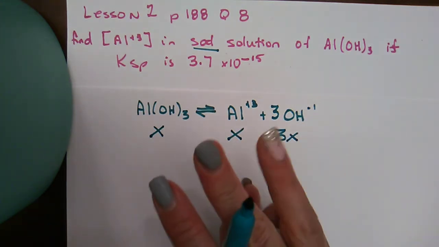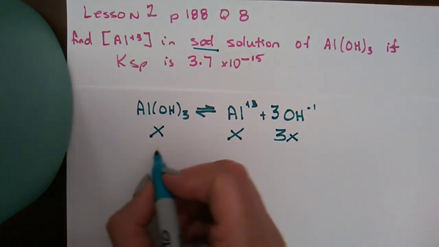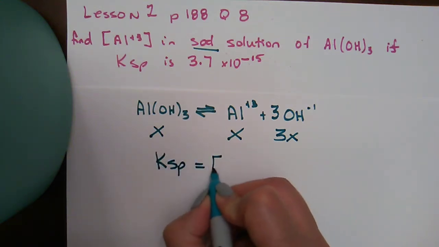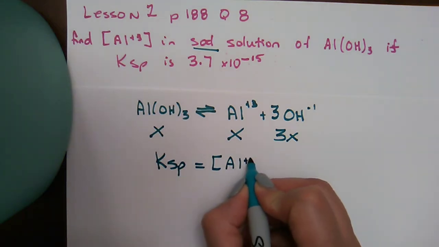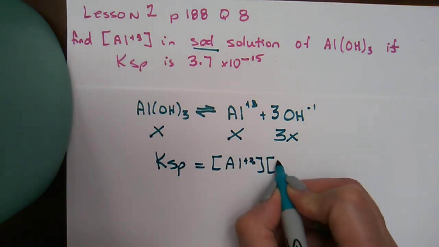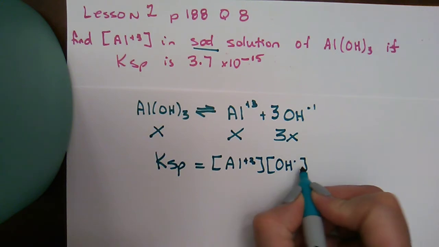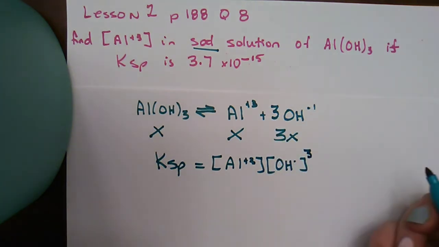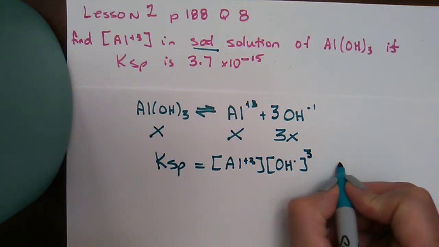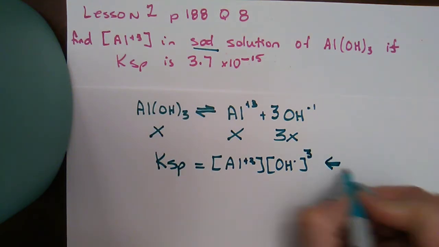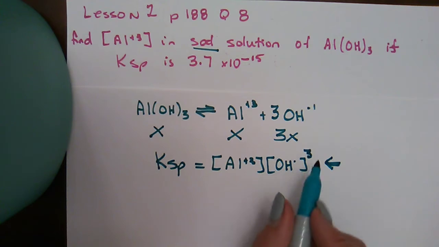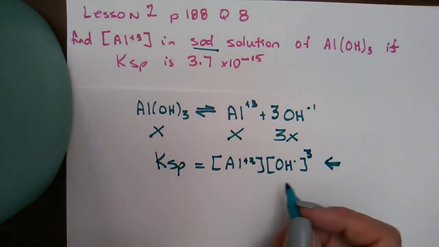The third of my big 3 steps is my Ksp expression. Ksp is equal to the concentration of my aluminum 3+ ion times the concentration of my hydroxide 1- ion, and again this 3 as a coefficient becomes the power of 3 in my Ksp expression. When I ask you for a Ksp expression, this form is what gets you the marks, talking about what the ions are and the powers to which we're going to multiply them.